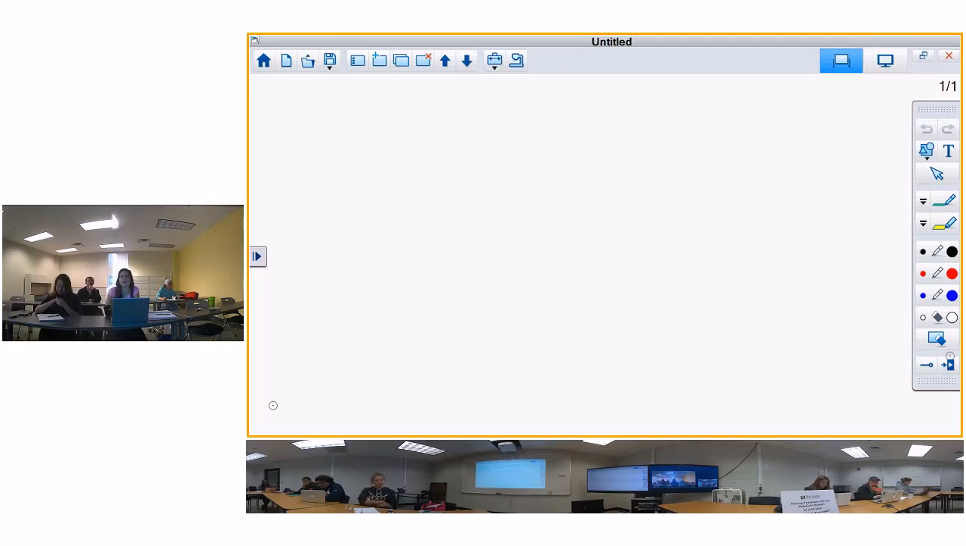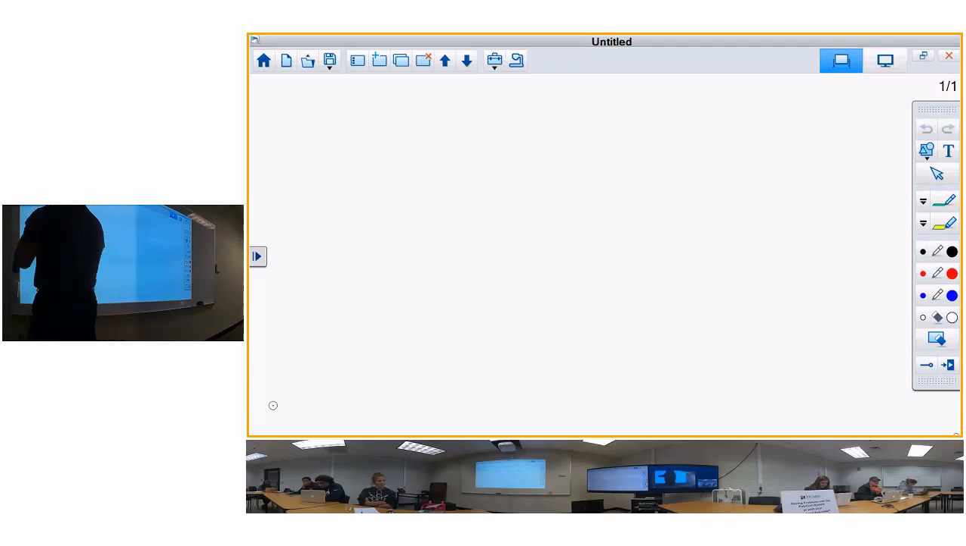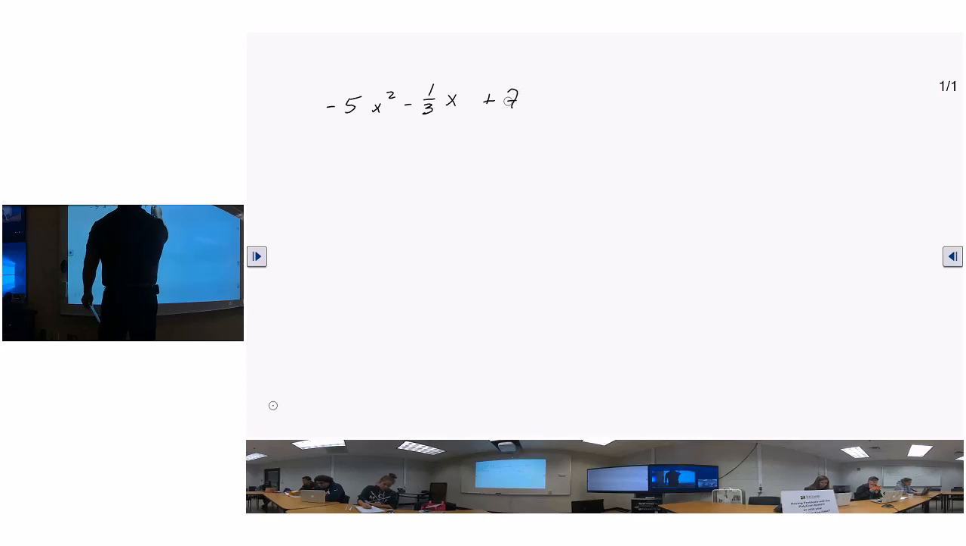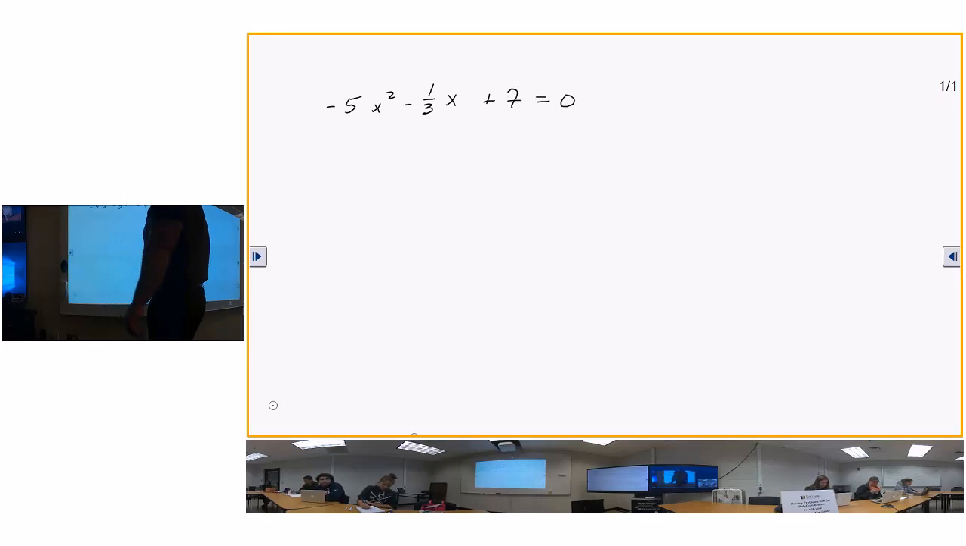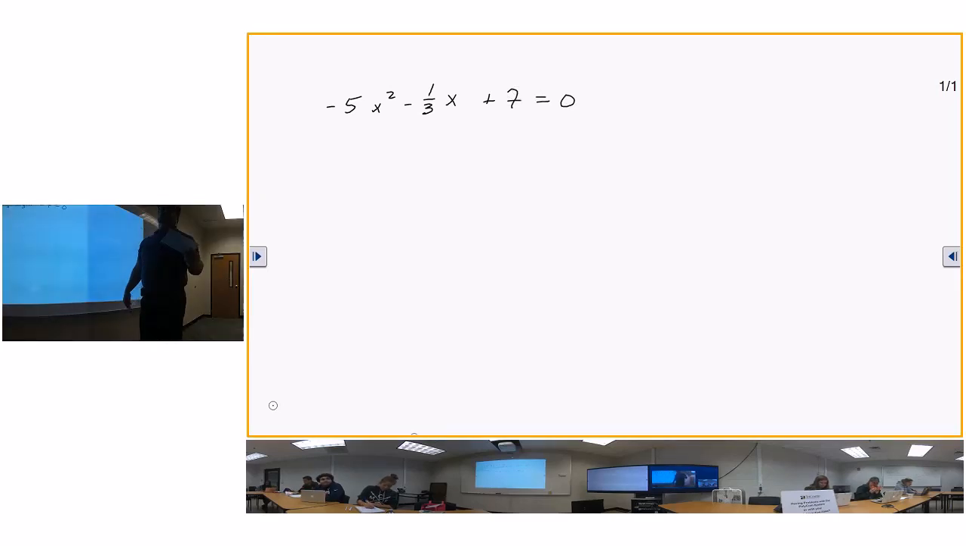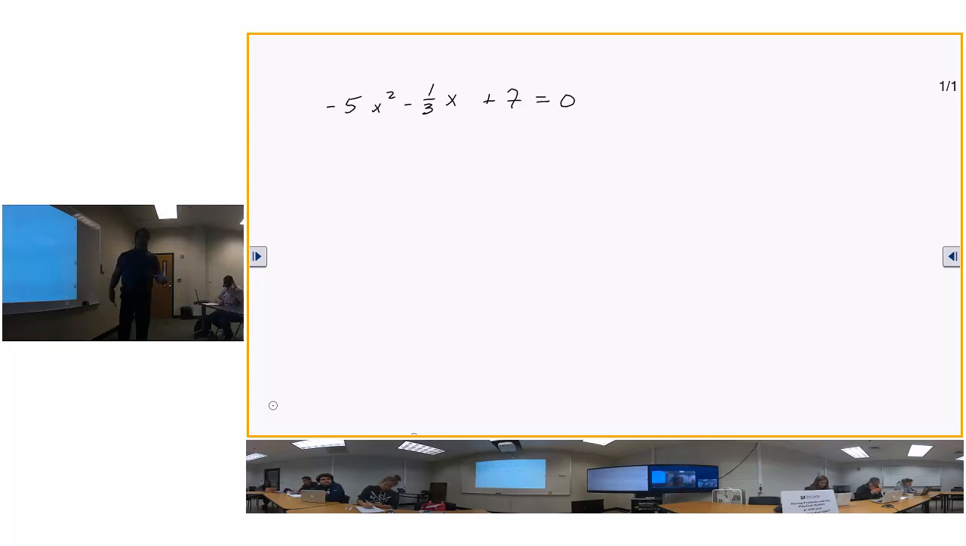Anyway, here is the question. We went over this in class. Negative 5x squared minus 1/3 x plus 7 is equal to 0. Now you can go ahead and start on it. We did this in class because the homework and the test are not going to give you one that's difficult. But the calculus class will.